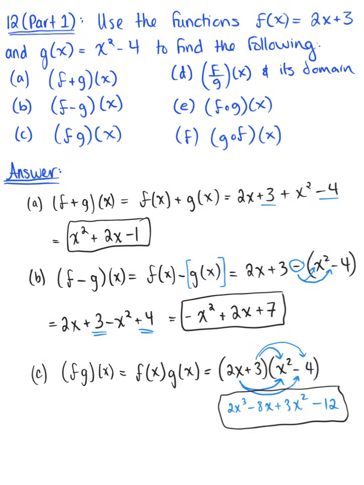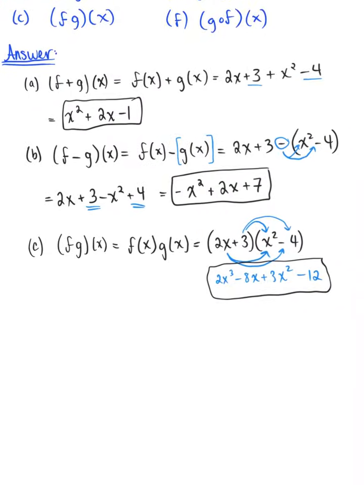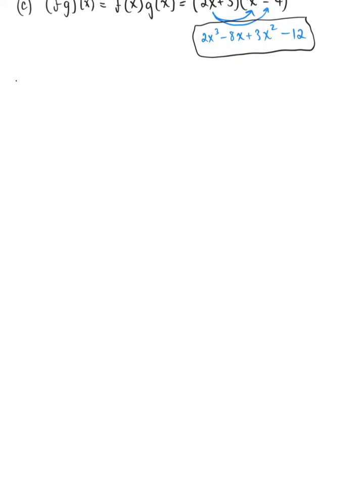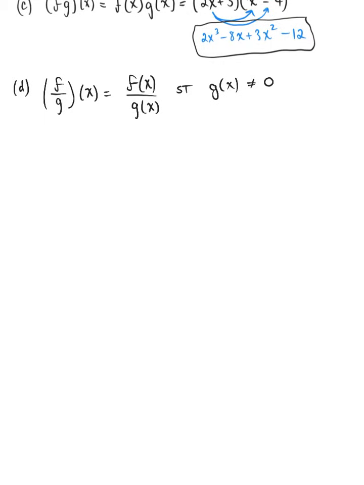So we need a little bit more room. So part D is asking us to find the quotient and the domain. So we have f divided by g of x, which by definition separates to f of x divided by g of x. And we know, of course, this is such that the denominator cannot be equal to 0. So plugging our given functions in, the numerator is 2x plus 3, and the denominator is x squared minus 4.